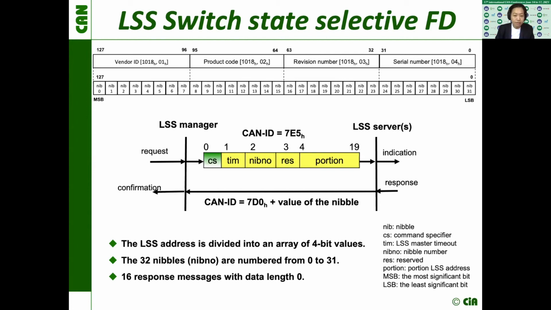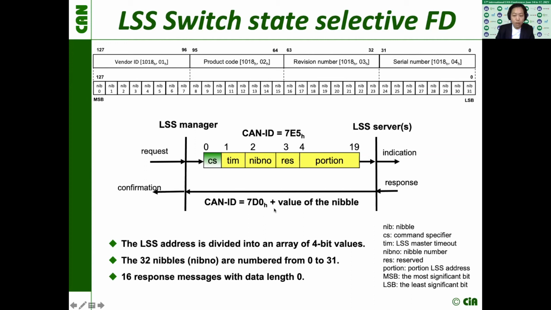The service goes like this. The LS manager asks all LS servers in the network: here are the first n nibbles of the LS address, does any device have a match? If yes, the LS server will answer with one of the 16 response messages. The response messages don't have any data, but the message contains the information about the value of the next nibble, as specified in the equation of the CAN ID of the response message.